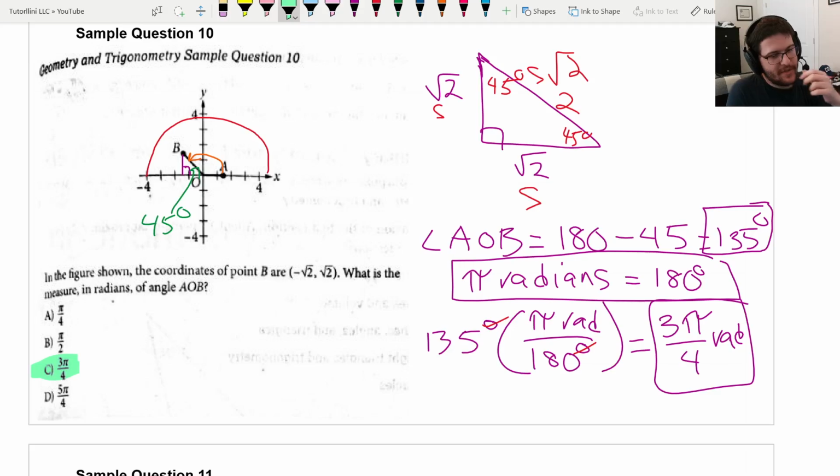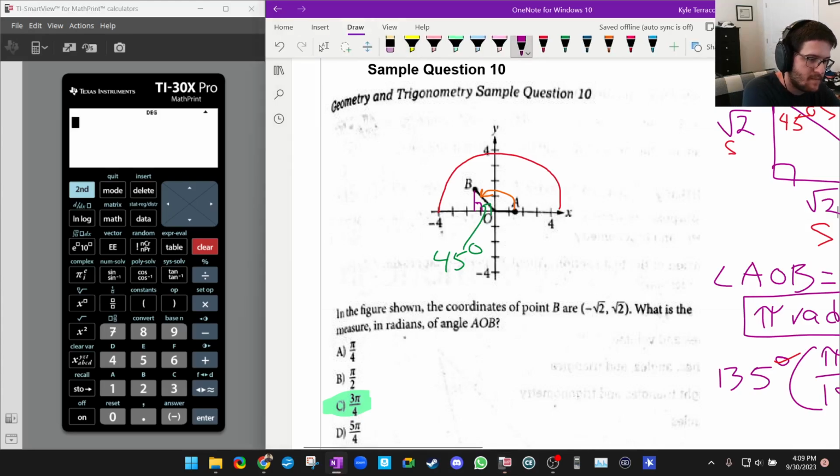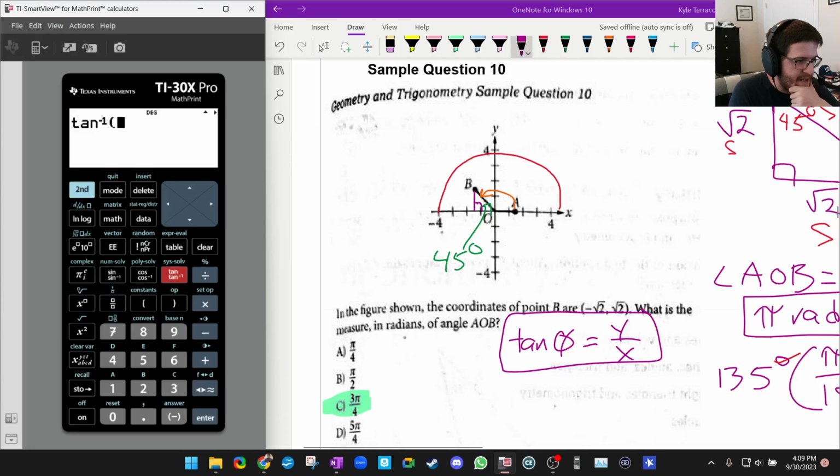Great. There are some other things you could do if you have a scientific calculator. Let's see if it works. You guys want me to do it? How about I do it in degrees just because it's easier, but you could do it in radians. So, tan of theta is equal to y divided by x. That's something you learn in pre-calculus. And if I do tan inverse of y divided by x, so root 2 over negative root 2, it tells me negative 45.